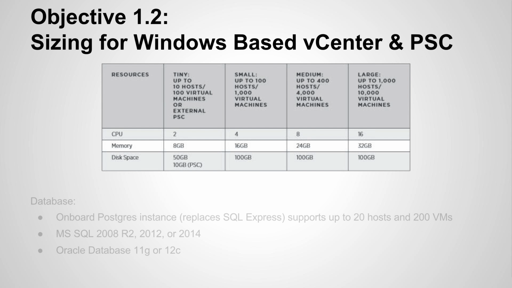Small is going to double that to a 4x16, 100 gigs of disk. Medium's 8x24, still keeping that 100 gig disk size. Large is going to top out at 16x32.